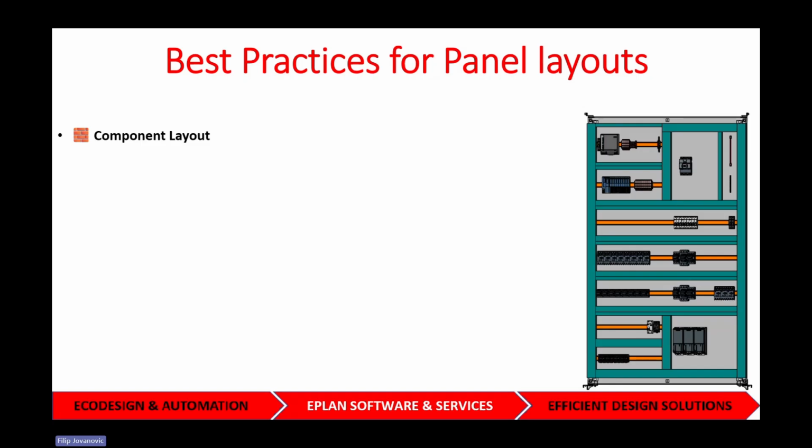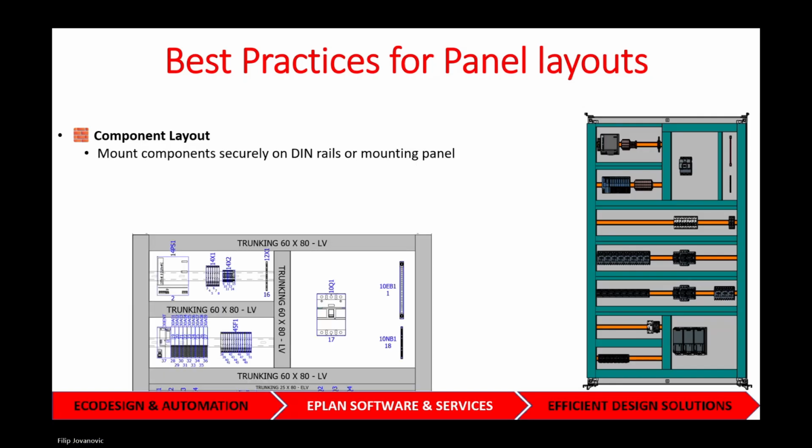Next is the component layouts. So a bit of common sense is you want to mount components securely on DIN rails, or in some cases, the mounting panel. Obviously, you don't want anything to fall off. You don't want anything to get loose, especially if your enclosure is mounted in a high vibration area or on a high vibration machine. You also don't want any wires to slip out.